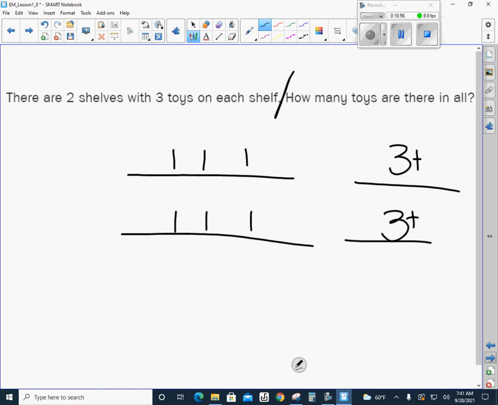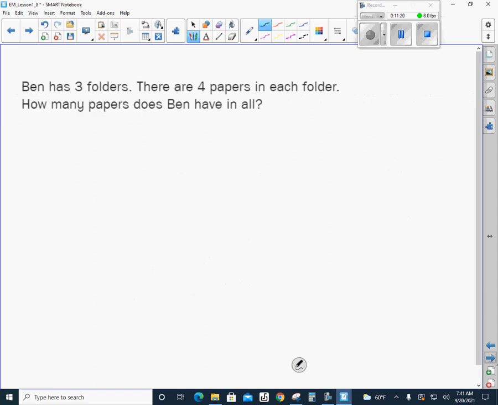How many toys are there in all? Well, you can clearly see there are 6 toys. See if you can write a multiplication number model to go with this. Pause the video. All right, hopefully you came up with 2 rows of 3 equals 6, because we have 2 equal rows of 3. All right, let's try another one.